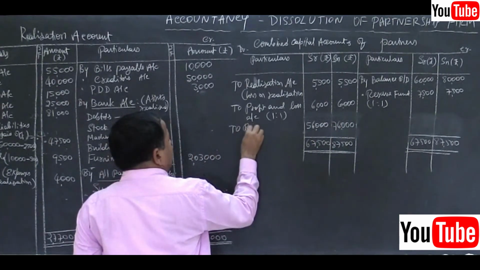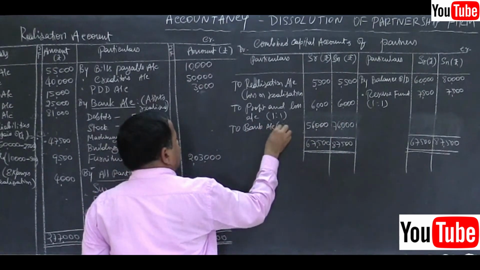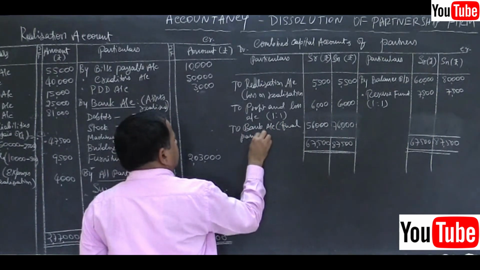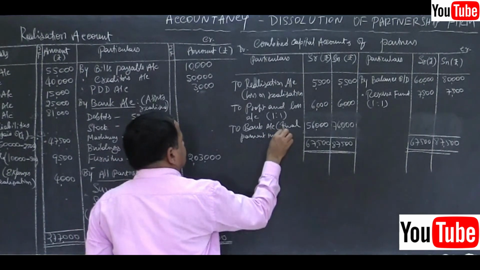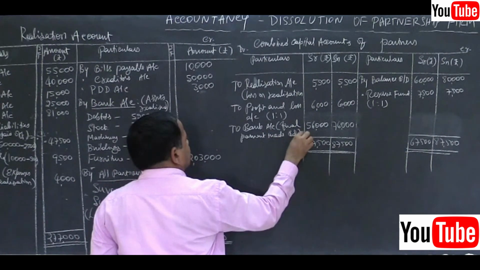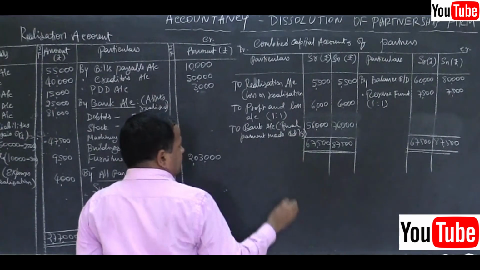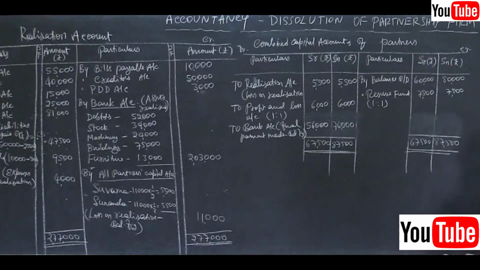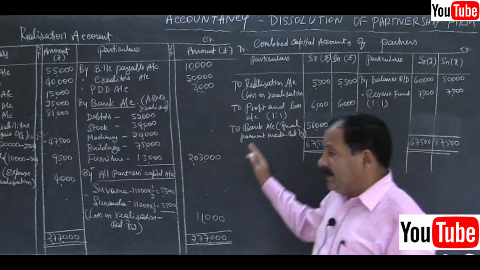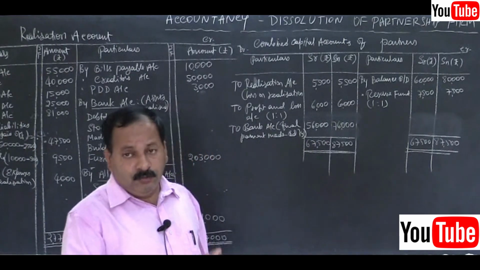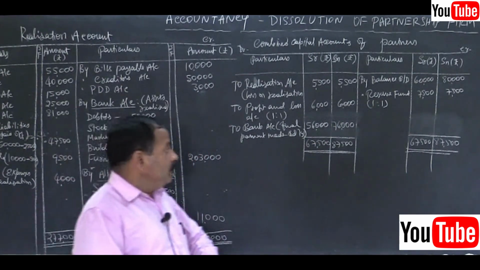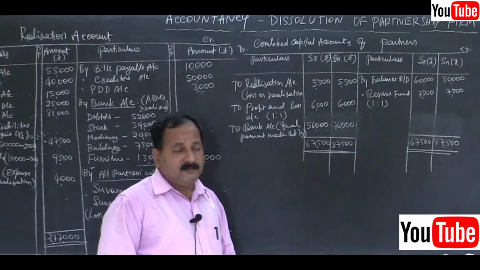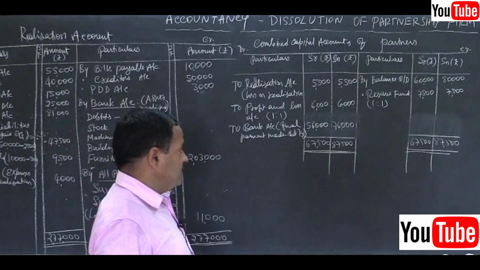Right there, to bank account, final payment made, balancing figure. That's all. No brought down here, we didn't carry down anything, right? So don't write by balance brought down 56,000. The firm is closed, friends. Firm is no more, isn't it?